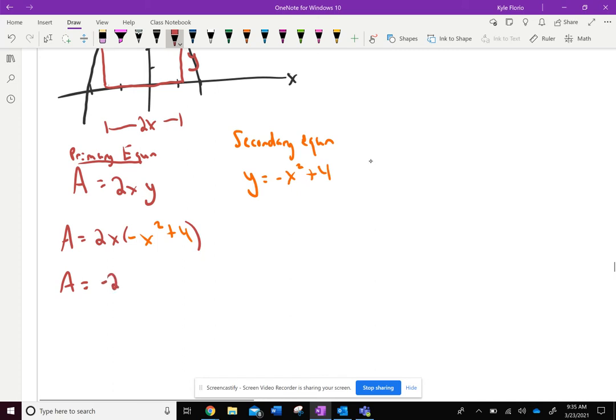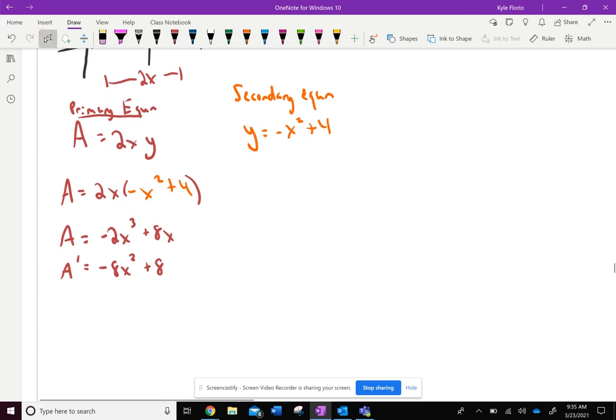So that's going to be negative 2x cubed plus 8x. So if that's the function for the area, the derivative or the rate of change is going to be negative 8x squared plus 8. Just kidding. Negative 6x squared plus 8. So we're going to set that equal to 0.